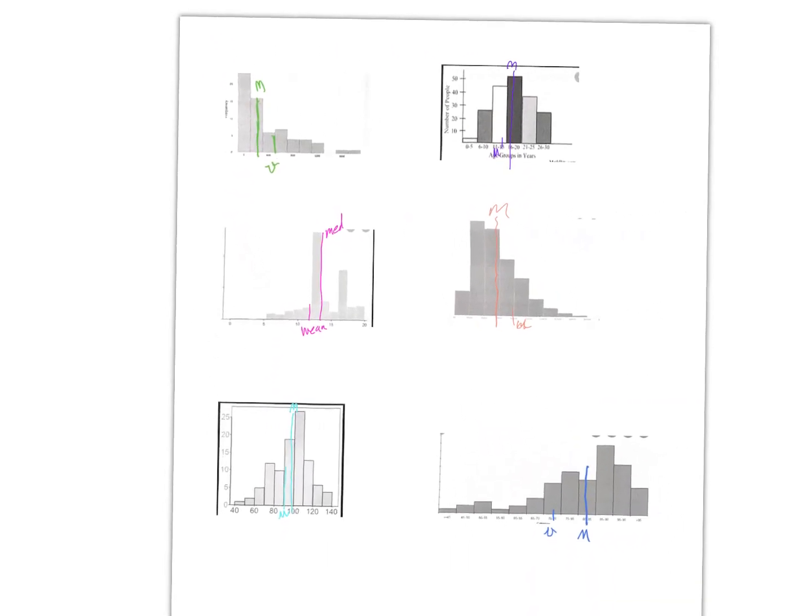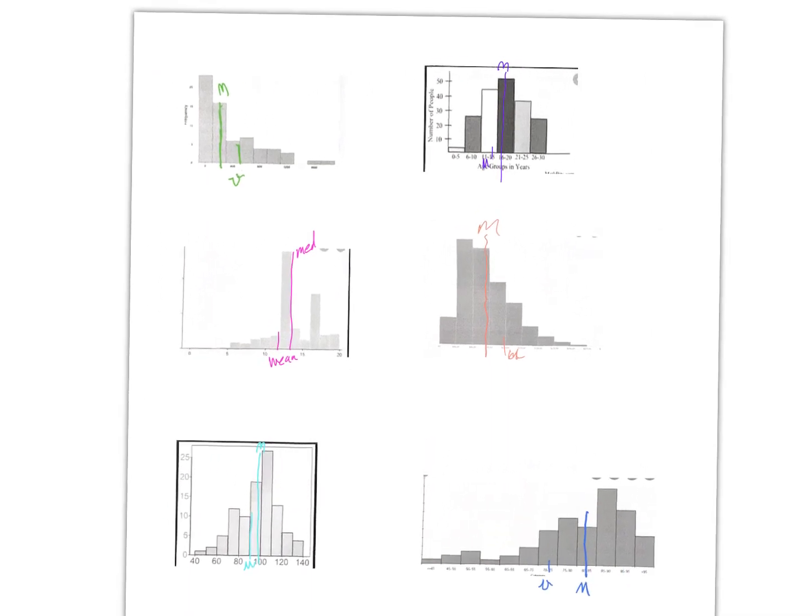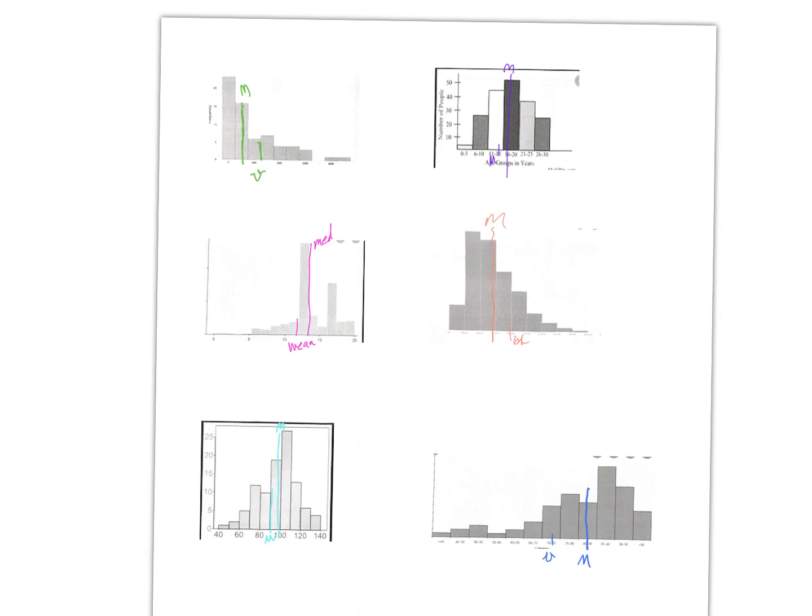So we find mean or median first? Median, yes, thank you. And for median, we're looking for what? Equal areas for median. And then for the mean, because that's the balance point one, we have to think about what we know.